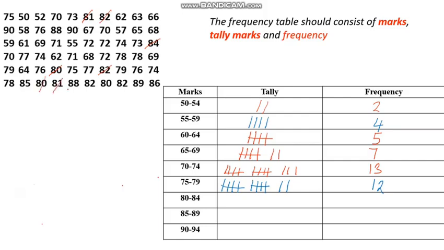So this one, this one. Yeah, so 1, 2, 3, 4, 5, 6, 7, 8, 9, 10. So there are 10. Here we write 1, 2, 3, 4, 5, 6, 7, 8, 9, 10. So the frequency here will be 10. So I hope that you are following.